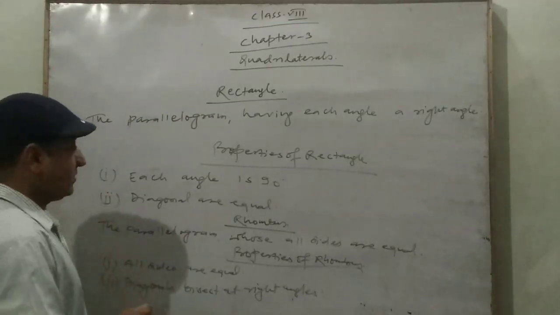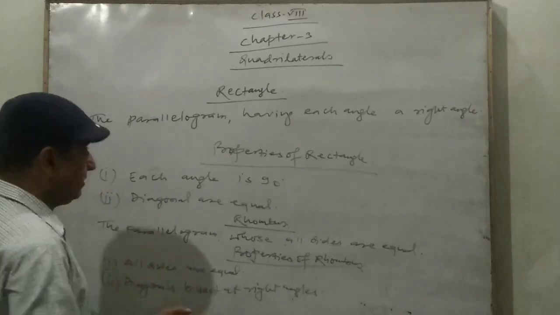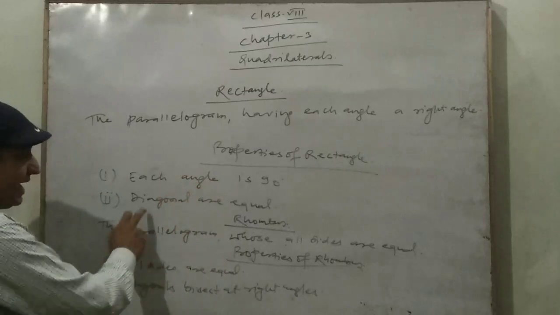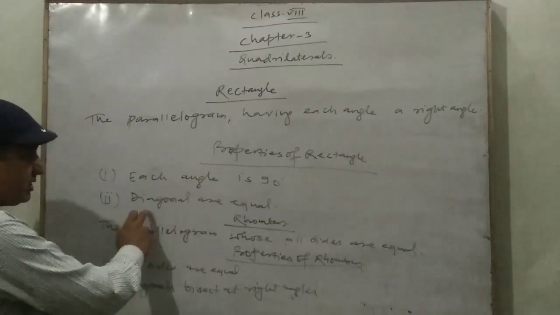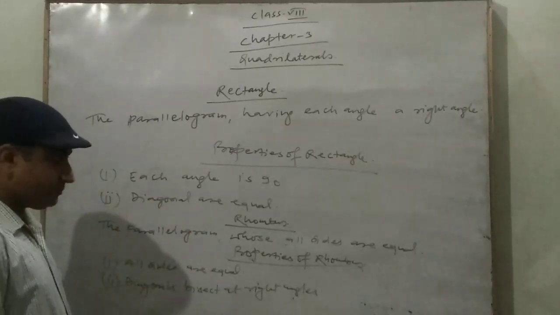So each angle is a right angle. Next is properties of rectangle. Each angle is 90 degrees and diagonals are equal. This is a special property of rectangle. Diagonals are equal.